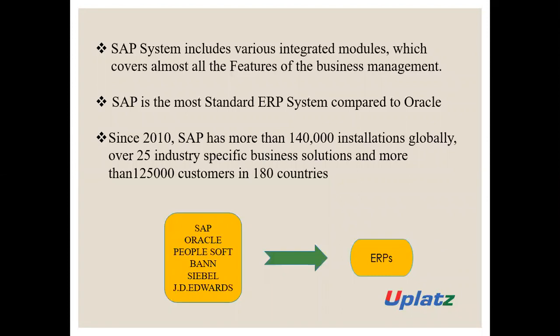It is one of the most important and core standard ERP systems when compared to Oracle, Siebel, JD Edwards, BAAN, and all. Since 2010, SAP has had more than 1,440,000 installations globally, over 25 industry-specific business solutions, and more than 125,000 customers in 180 countries. You can see here SAP, Oracle, PeopleSoft, BAAN, Siebel, JDE. These are all the different types of ERPs available presently, and among them, SAP stands first.